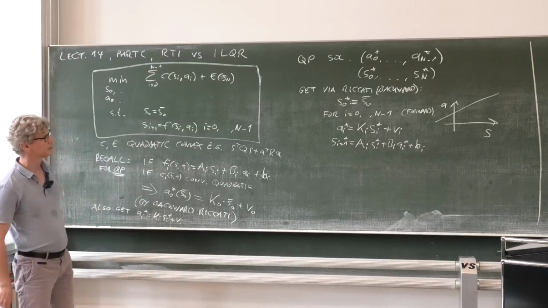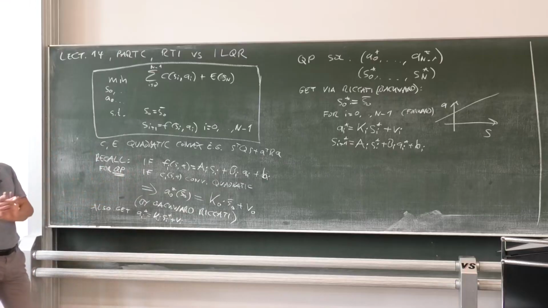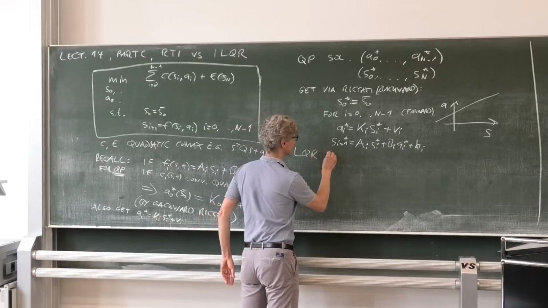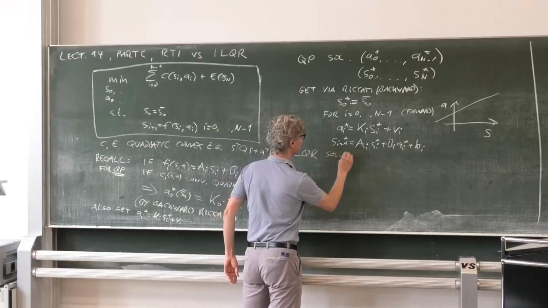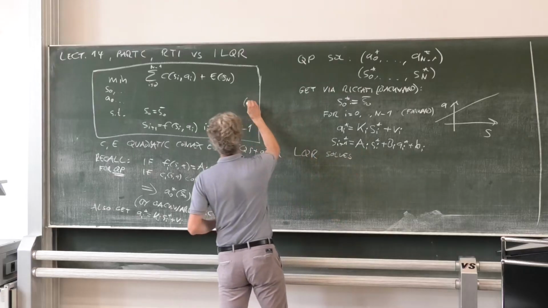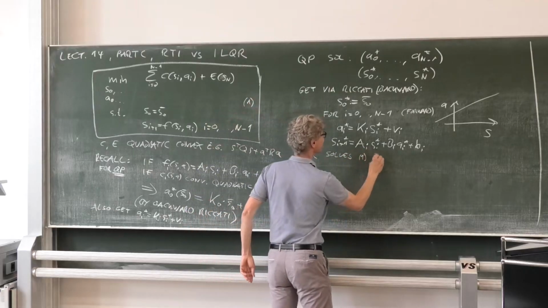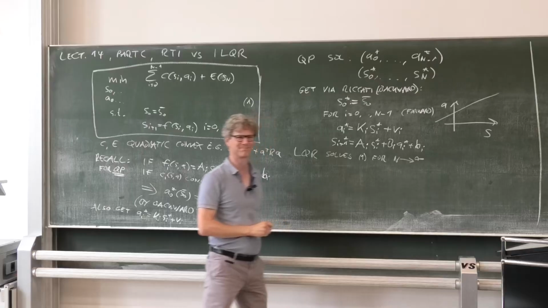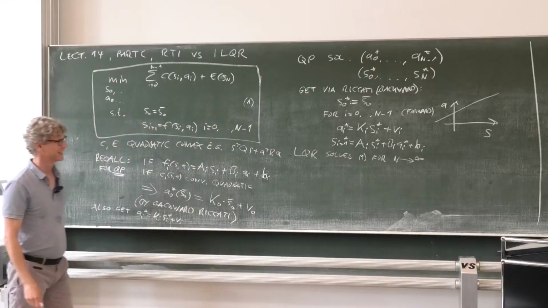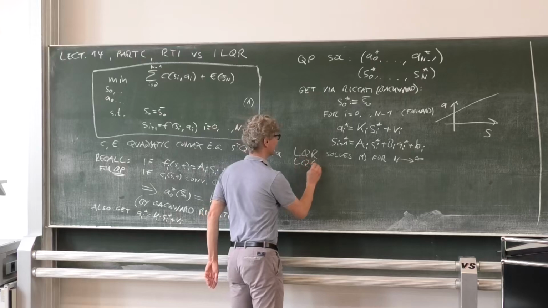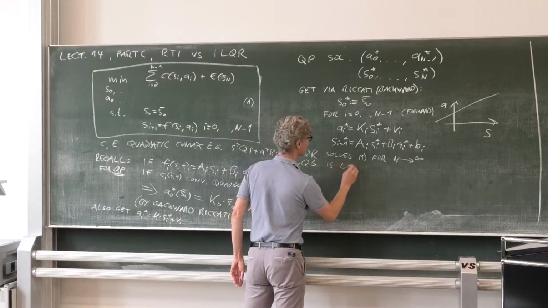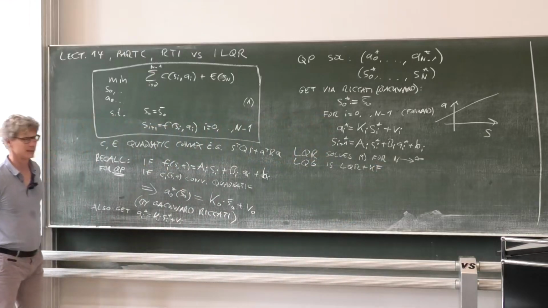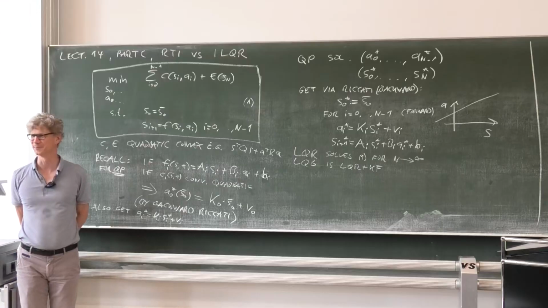Okay, LQG, LQR, let's say. I mean, LQG is with an estimator. Yeah? So LQR solves this problem for n going to infinity, basically. That's what LQR does. Yeah? And LQG is LQR plus a Kalman filter, so to say. And I hope that's already giving the big idea.